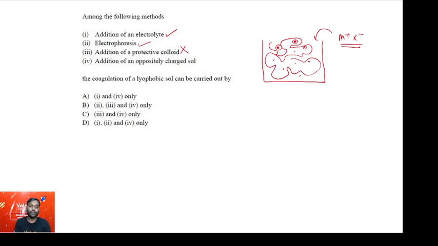Fourth, addition of an oppositely charged sol, that is called mutual coagulation. If you don't add electrolyte, but rather you add, suppose the charge on these particles is negative, a positive colloidal solution to this, then they will neutralize each other, and both the colloidal sols will get precipitated. So yes, this will also bring about the coagulation. So 1, 2, and 4 can be used to coagulate a lyophobic sol. So the correct option for this question would be option D.